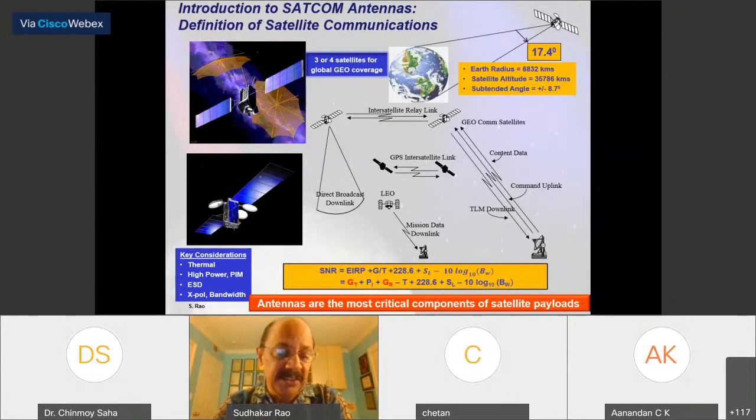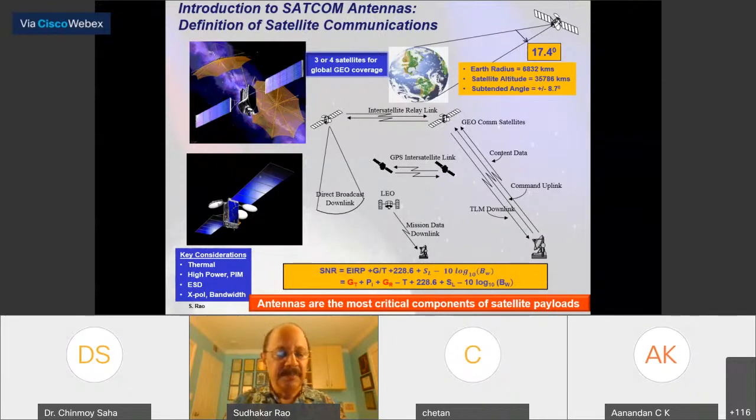ESD, electrostatic discharge. This is vacuum. Everything is vacuum, there is no atmosphere there. So anything collects charge, and if it cannot discharge, then it blows up. For example, the use of dielectric material. That's why we rarely use dielectrics in space. Especially for high power applications, you can see most of the commercial satellites don't use any dielectrics.